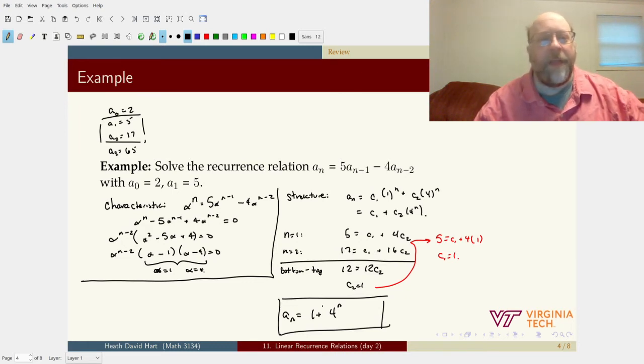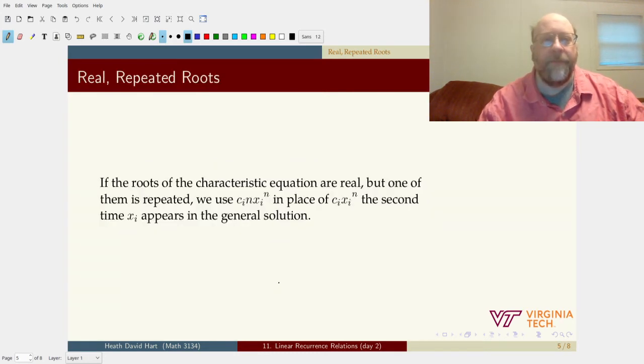And we can see now that that's working. 4 to the first is 4 plus 1 is 5. 4 squared is 16 plus 1 is 17. 4 cubed is 64 plus 1 is 65. 4 to the 0 is 1 plus 1 is 2. I mean, this works for all of our test cases and would continue to work. And so we now have a non-recursive form for this recurrence relation. Okay? So we did some examples like this last time.